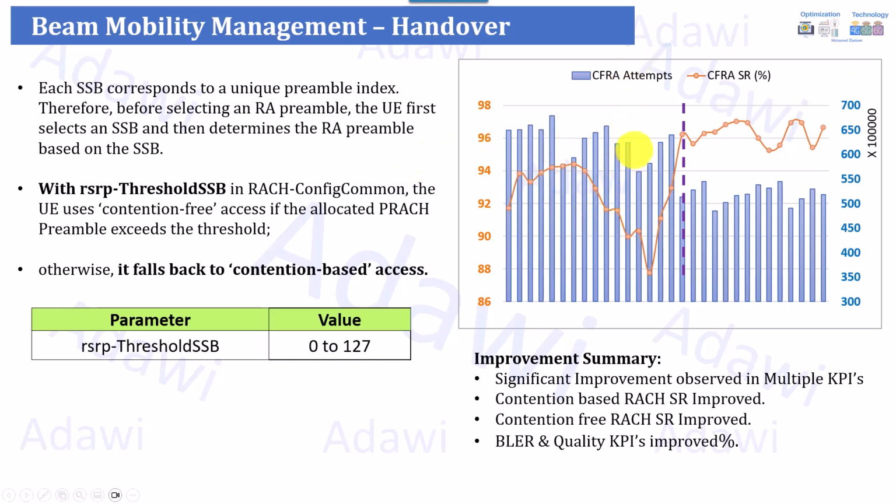So for example, in this case, we tuned the parameter, we found a reduction in the contention-free attempts, and at the same time an improvement in the success rate. And it was also the opposite way around in the contention-based, where we have seen an increase in the attempts, but also there was an improvement in the success rate. So we get to know, for example, that the parameter value we chose was the optimum value for this particular network. This was just an example for this particular parameter, which I highlighted, that each SSB beam corresponds to a unique preamble index, which can be used for the contention-free random access procedures.